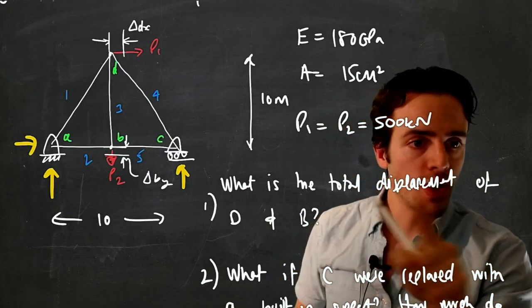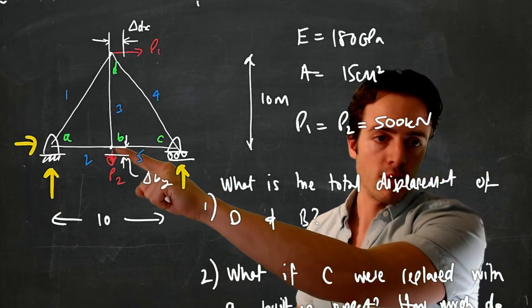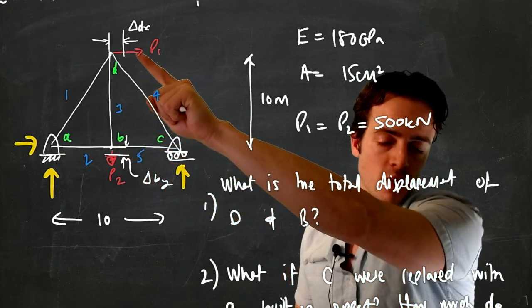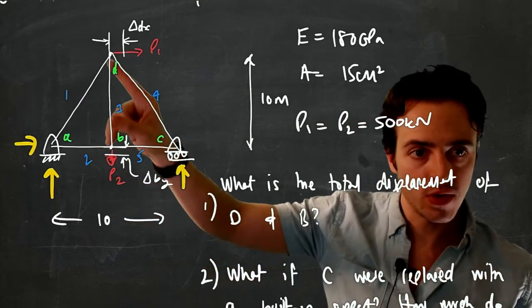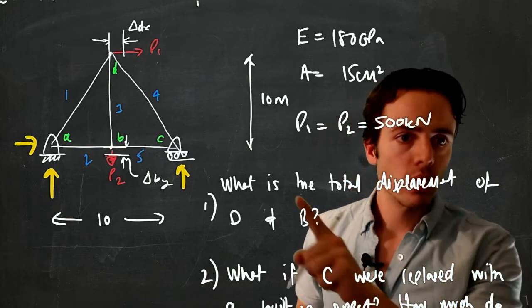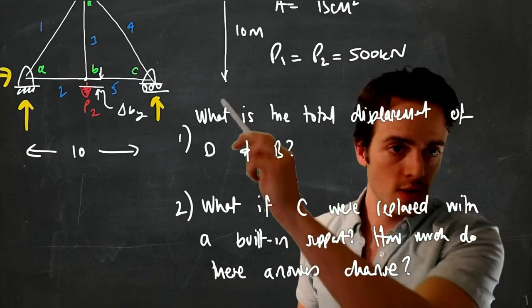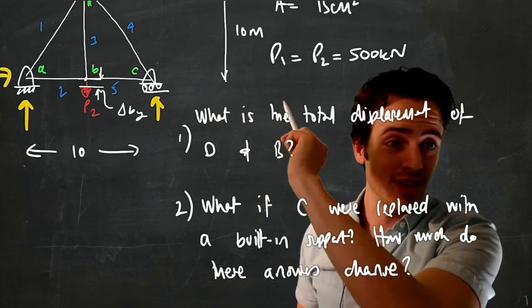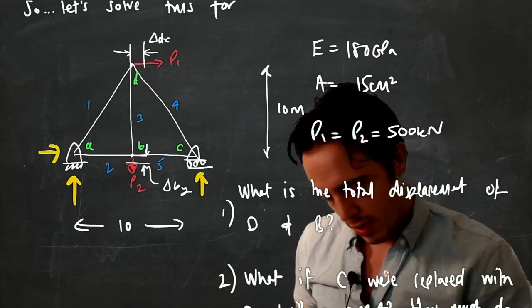This one here says what's the total displacement of D and B, so I actually also need to know the horizontal displacement of this part and the vertical displacement of this one, which means I need to be able to apply both horizontal and vertical forces at both D and B. And if I'm replacing this with a built-in support, I'm going to need to use the force method to get the redundant support at C. So let's think about all of these forces we need to apply.